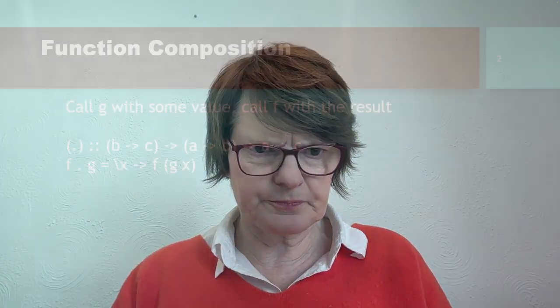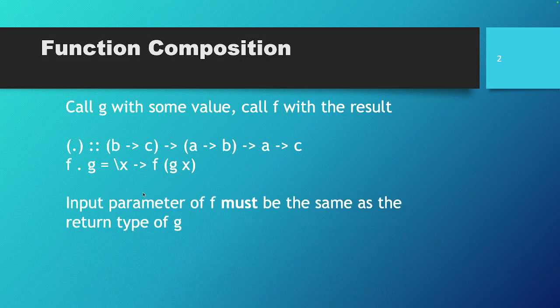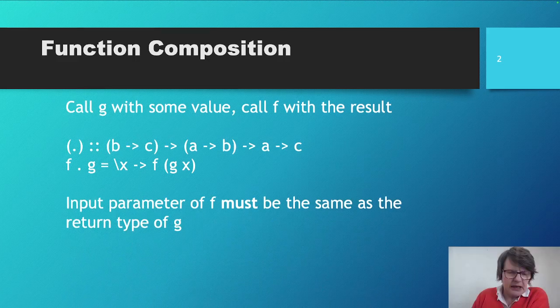And we're saying, just give me some g there, any g, any variable, and we'll do it with that. Okay, so the input parameter must be the same type as the return type of g. So it's a chain, and remember the apples and the lemons and the oranges.